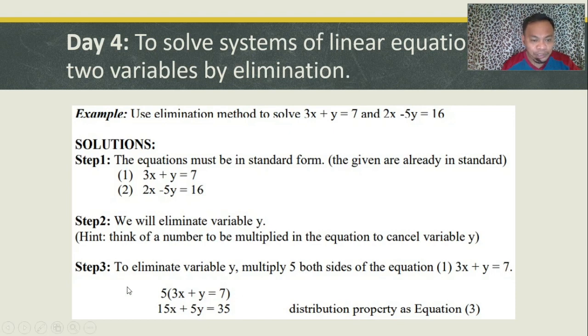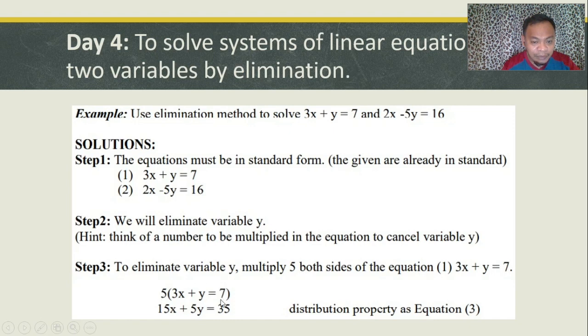Okay, so for step 3, to eliminate variable y, we will multiply 5 to both sides of equation number 1, 3x plus y is equal to 7. Bakit po 5? Kasi if we multiply 5 sa ating first equation, magiging 5 times 3x po siya, di ba? Ito po yung form niya. Then 5 times y. Okay, 5 times 3x is 15x, di ba? Then 5 times positive y is positive 5y.